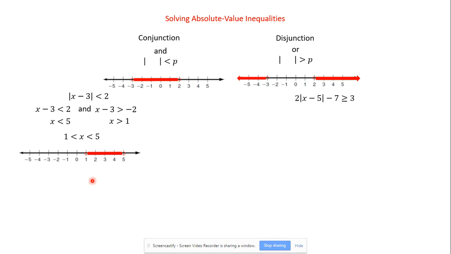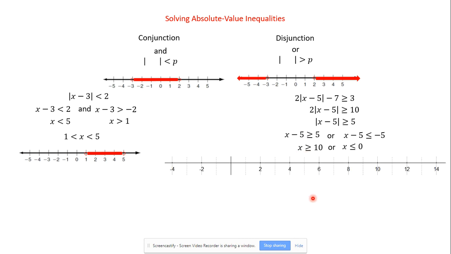This is a more complicated one. We're going to solve for it. Add 7 to get 2 times absolute value x minus 5 is greater than or equal to 10. Divide by 2 to get the absolute value is greater than or equal to 5. Split it up. X minus 5 is greater than or equal to 5, or x minus 5 is less than or equal to negative 5. Again, we flip the sign, and we change the sign here. Add 5, x is greater than or equal to 10, or x is less than or equal to 0.